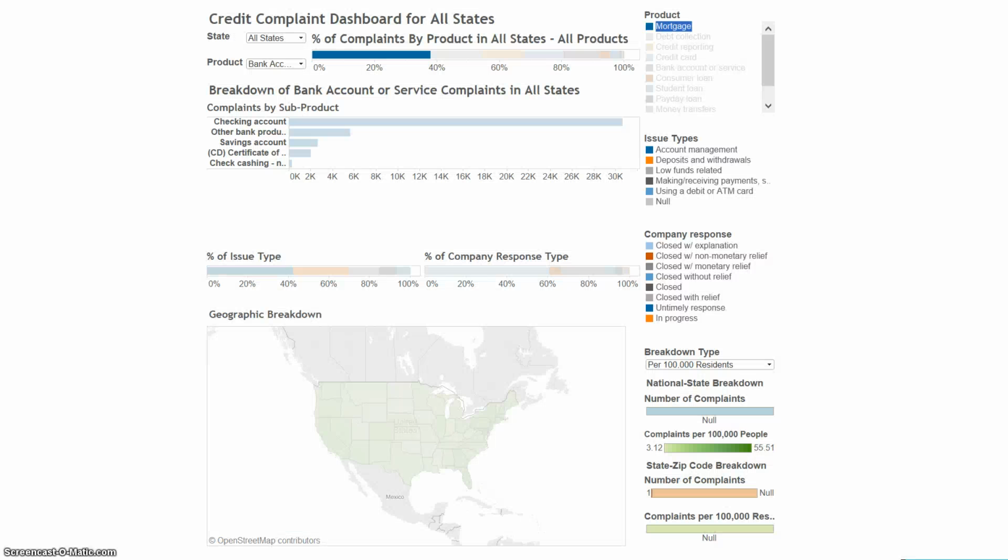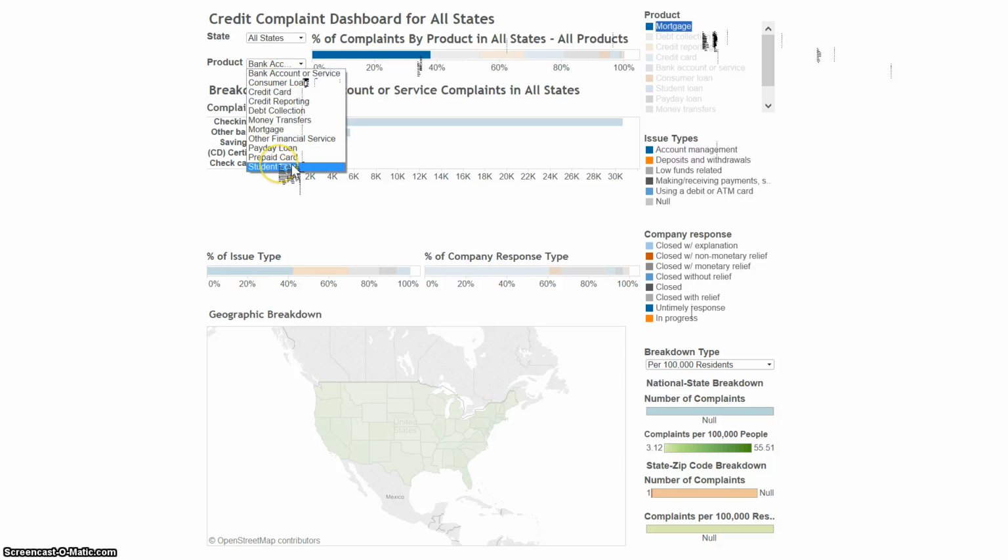Jumping now to the Tableau, we can see here the Tableau as published on publictableau.com. Looking at mortgage, we can see that mortgage is by far the greatest percent of complaints across all the states. But we're going to go ahead and start out by looking at the New England, or a trend toward New England when it comes to student loans.